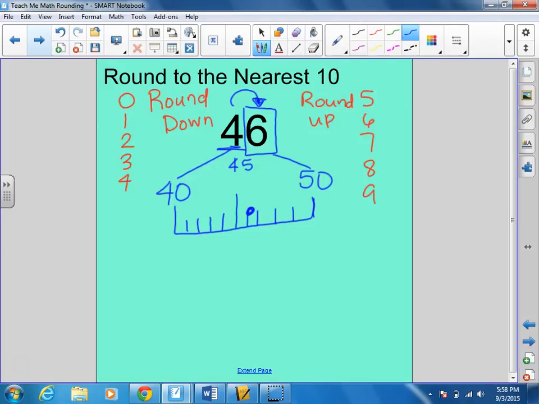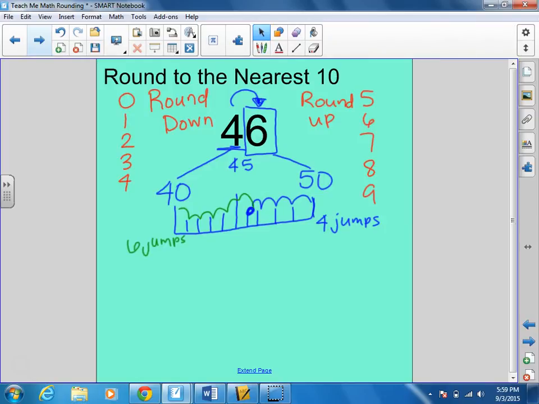So we will still calculate our jumps. 1, 2, 3, 4. We have 4 jumps to the right, and we have 1, 2, 3, 4, 5, 6. 6 jumps to the left. So we tell our students the side that has the fewest amount of jumps is where you will round to. Therefore, 46 rounds to 50.